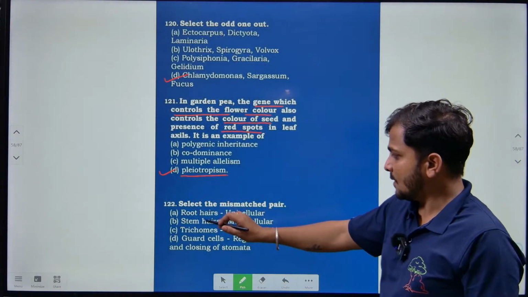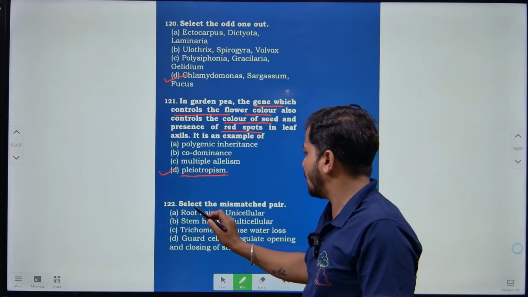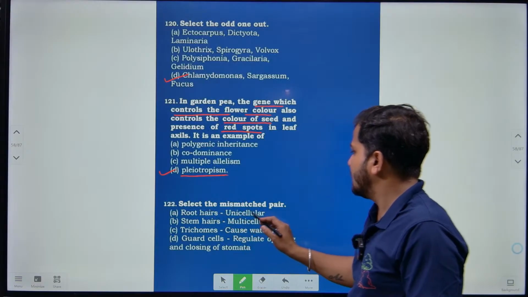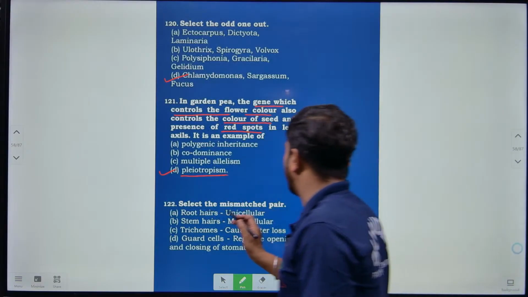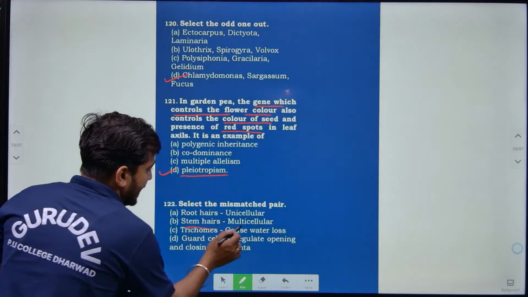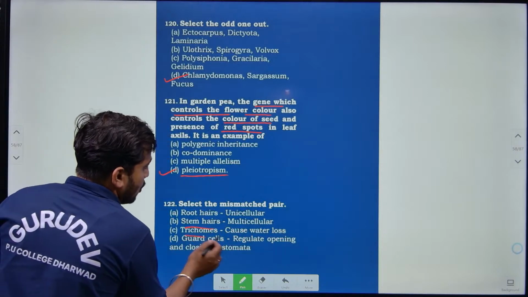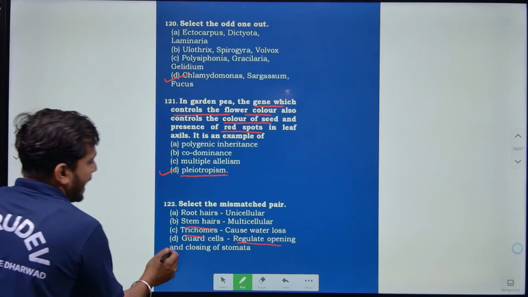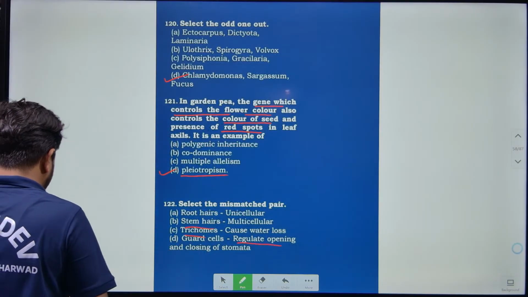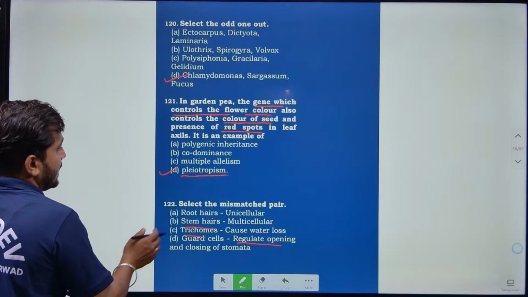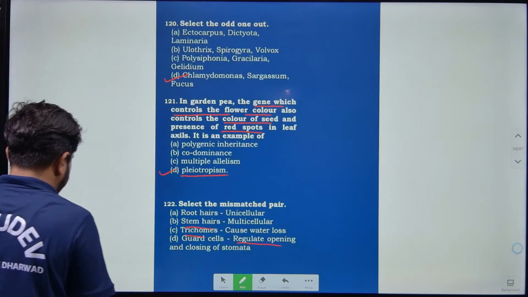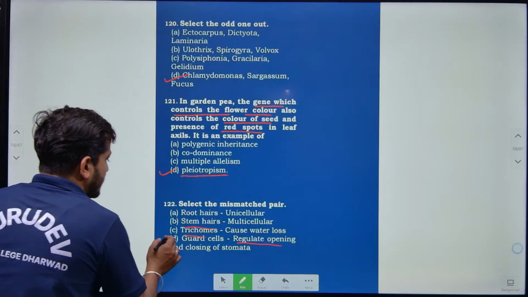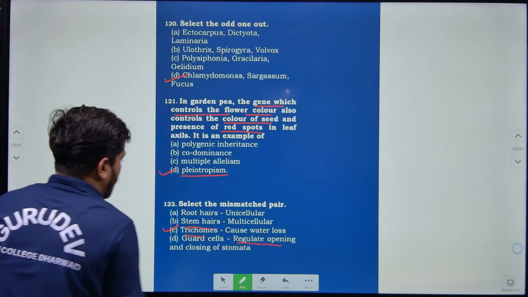Then question 22: select the mismatched pair. Root hair is unicellular, stem hair is multicellular, and a trichome causes water loss. Guard cells regulate the opening and closing of the stomata. So what I have to find out here is the mismatch. If you consider this, the trichome causes water loss.